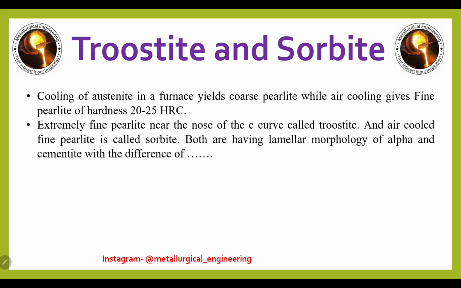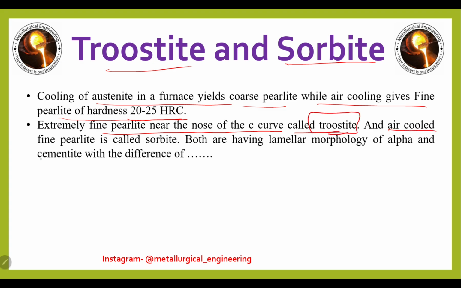So in the final phases observed in CCT or TTT diagram of steels, we will see the troostite and sorbite. Now we will see the difference between these two. Cooling of austenite in a furnace yields coarse pearlite, while air cooling gives fine pearlite of hardness of 20 to 25 HRC. So extremely fine pearlite near the nose of the C curve is called troostite, and air cooled fine pearlite is called sorbite. So what is the difference between these two technically?